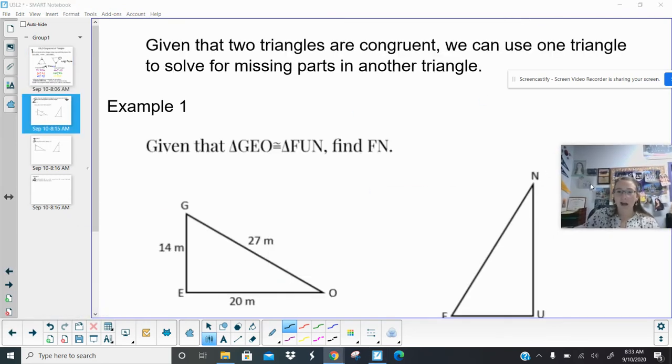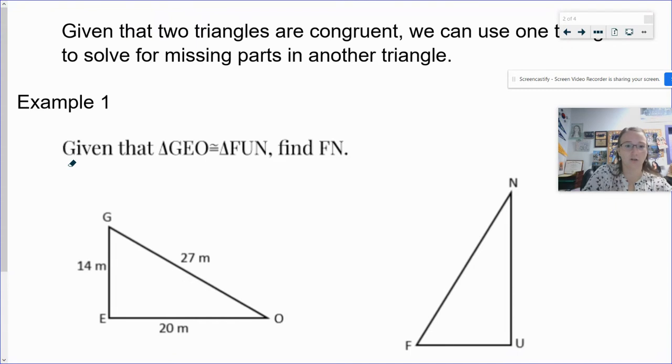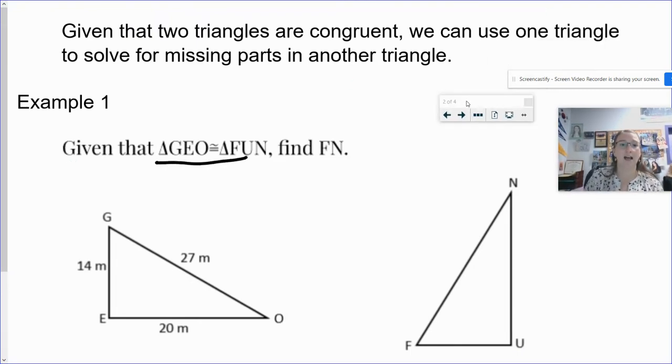Okay. Now here's why this is important that we are labeling our triangles in the correct way with our congruent statement. If we are given 2 triangles that are congruent, we can use one triangle to help us solve for missing parts in another triangle because we know they're the same. So if I have a part in one triangle, I know that part also exists in the other. So here's what we have to pay attention to. I am looking for FN given this is true. So I want to find this side.